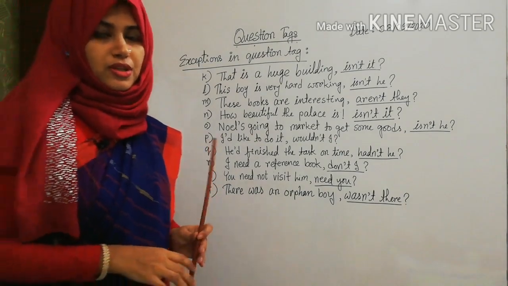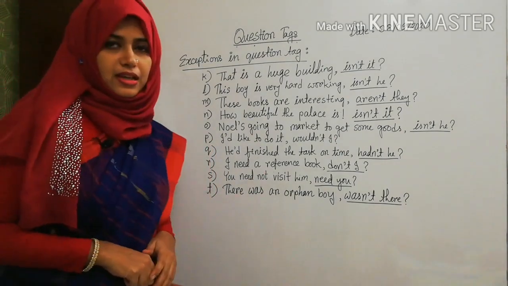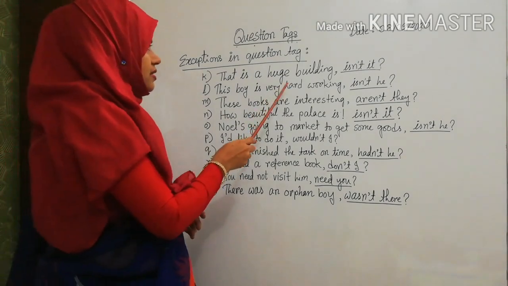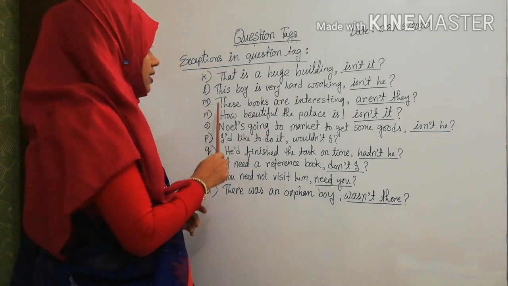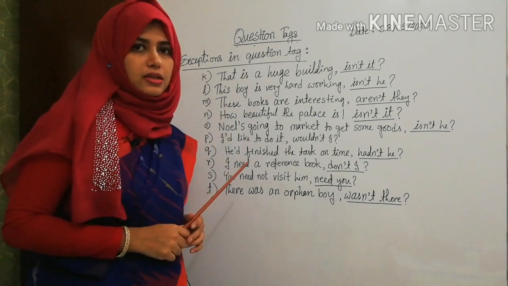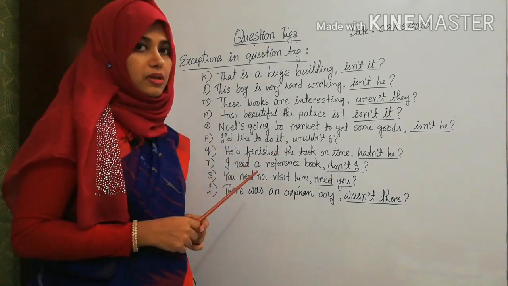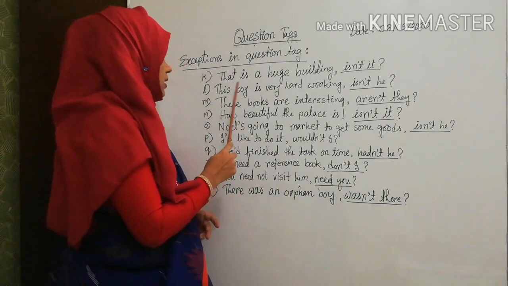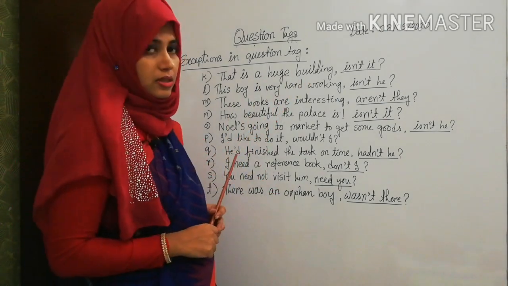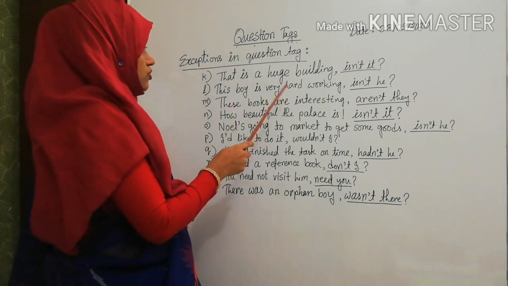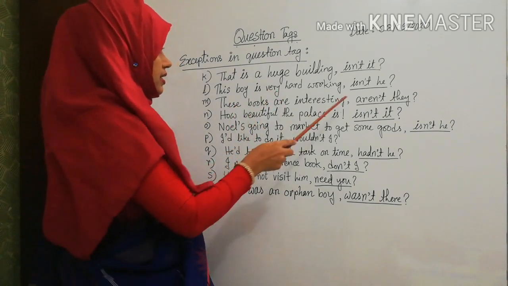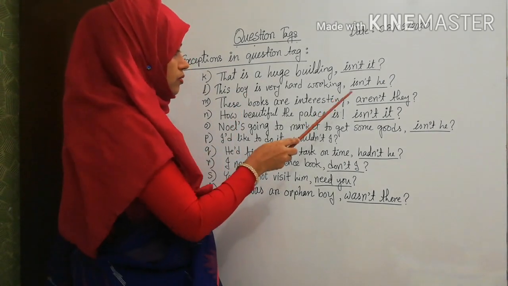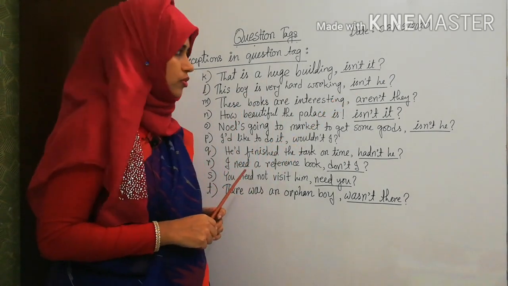Well, my dear students, see the next exceptional rules. Next is: that is a huge building. In case of this and that, the pronoun will be it if it is suggesting any object, like that is a huge building, isn't it? Then: this boy is very hardworking, isn't he? Boy is a person, so we are using he as the pronoun.